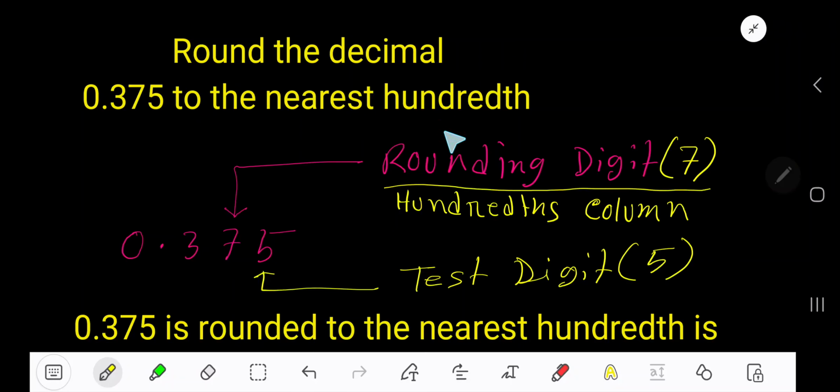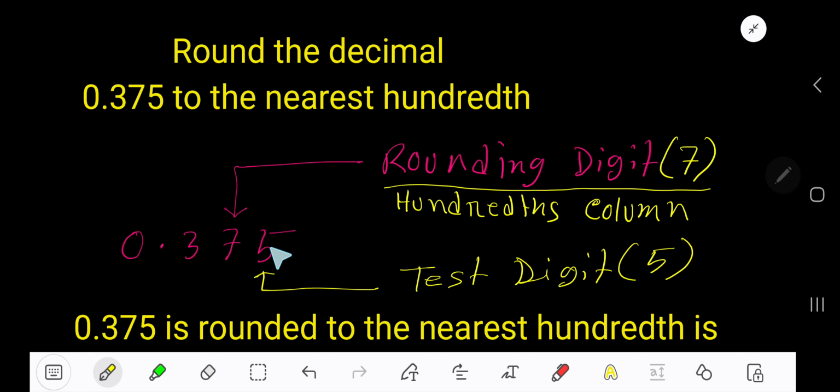So this 7 is called the rounding digit. Okay, that is, the rounding digit 7 is in the hundredths column. The digit next to this rounding digit is called the test digit. Here the test digit is in the thousandths column. Here the test digit is 5.